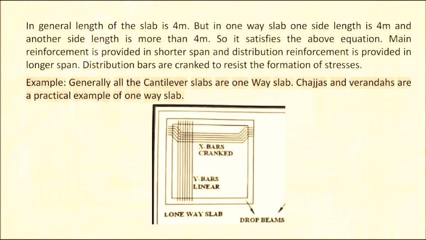Example: generally all the cantilever slabs are one-way slabs. Chajjas and verandas are a practical example of a one-way slab.